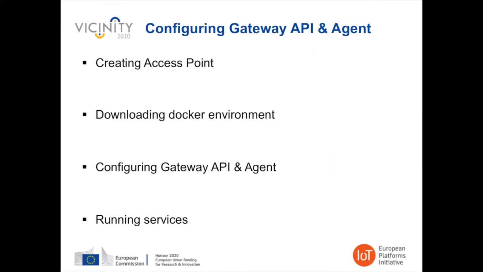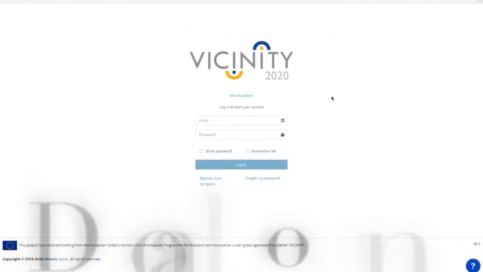In order to set up these two components, we first need to create an access point. Then we will download a Docker environment that will start both services. But before, we will configure the gateway API and the agent, modifying their files. And finally, I will show you how to run both services.